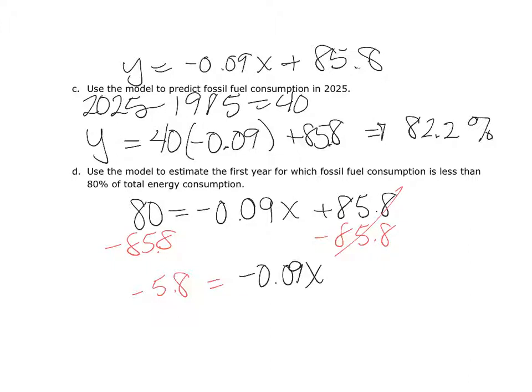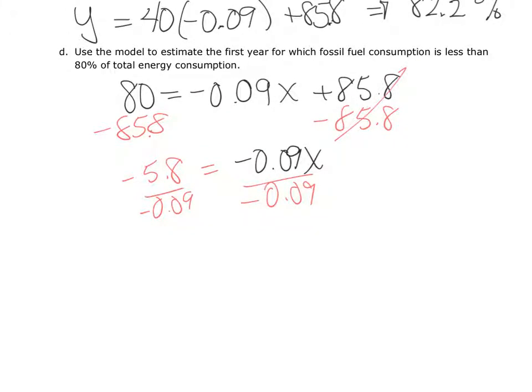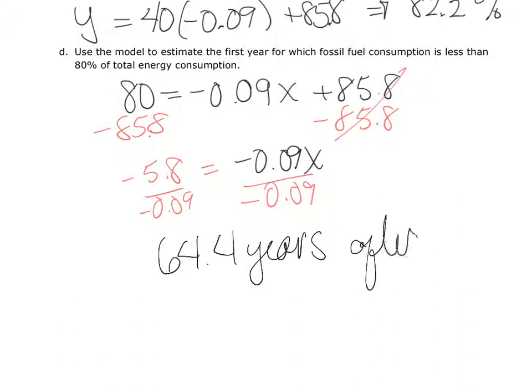And go back to the negative 0.09x. I'm going to divide both sides by that negative 0.09. Again, because when I'm solving linear equations, my goal is always to have a leading coefficient on x to be 1. And so my final answer is 64.4 years after 1985, we should have, based on that data, an 80% consumption or less of fossil fuels.